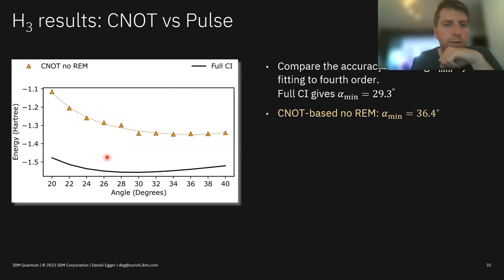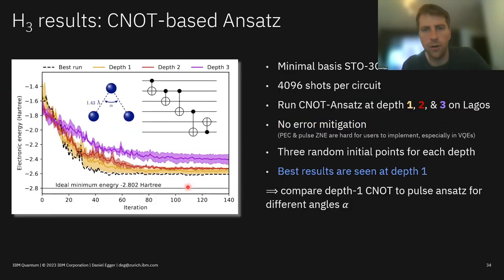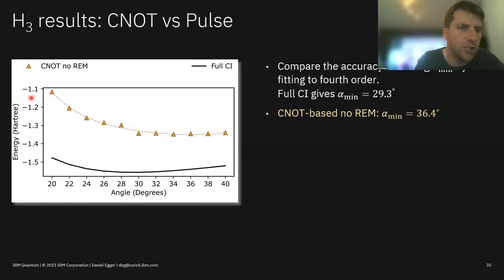So now let's see how this actually holds up. What I'm plotting here is on the x-axis the angle of the molecule, this alpha. I'm doing a VQE at every angle, and then I plot the energy that comes out. We will be comparing this to the exact value obtained with full configuration interaction. One thing that we can do here is to see how well we can find the minimum of this curve, that is the angle between the atoms which minimizes the energy of the system. If I look at the CNOT-based ansatz, without any readout error mitigation, I obtain this curve here, and it claims that the minimum of the energy is at around 36.4 degrees.